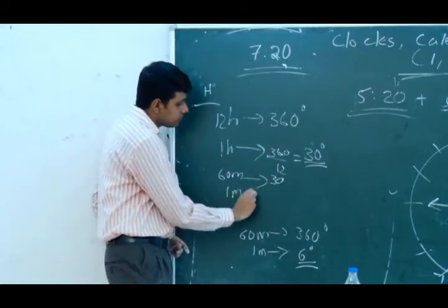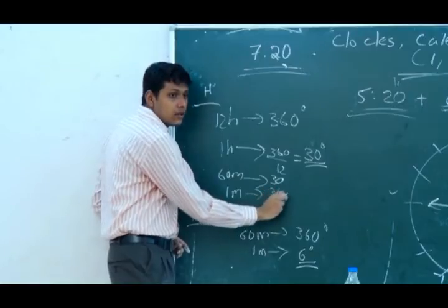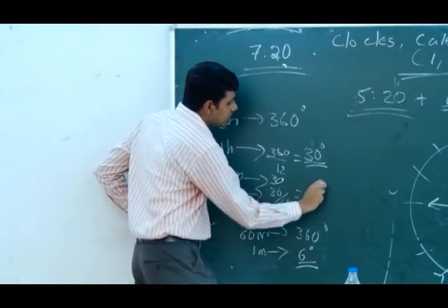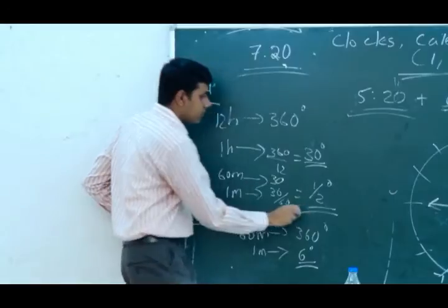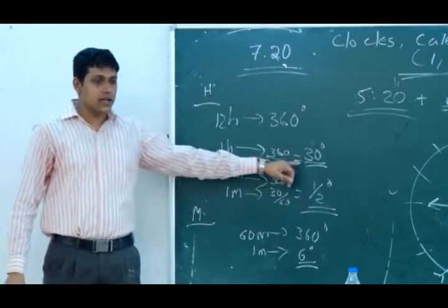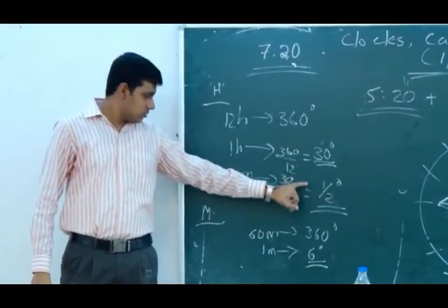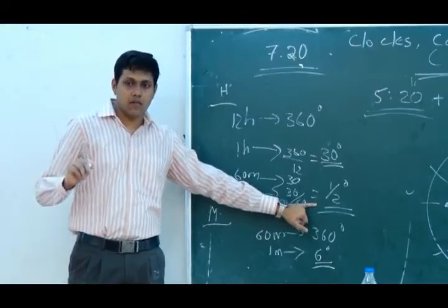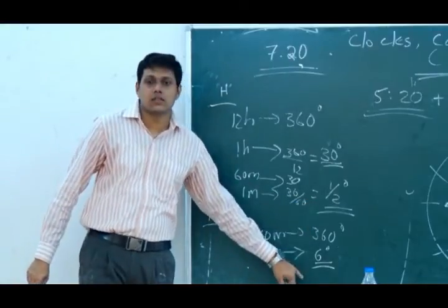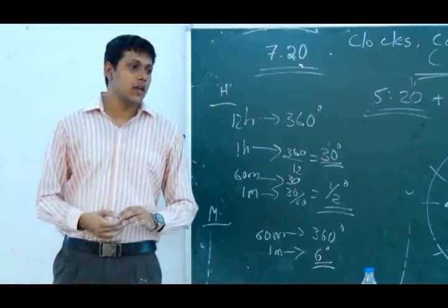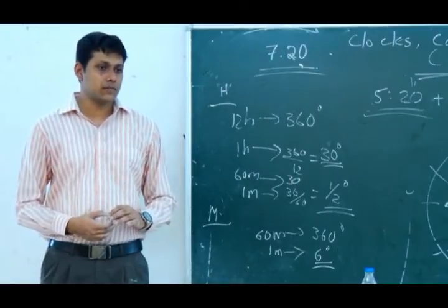So 1 minute, 30 divided by 60. That is half a degree. The hour hand moves 30 degrees for 1 hour, half a degree for every 1 minute, and the minute hand moves 6 degrees for every 1 minute.